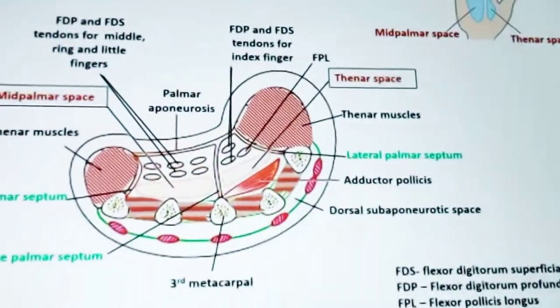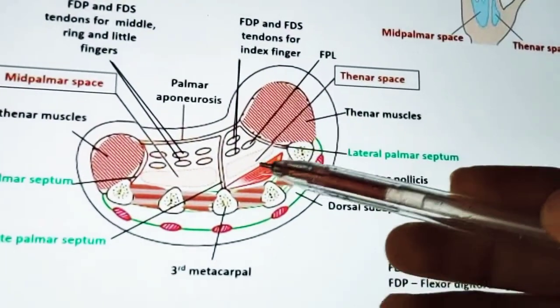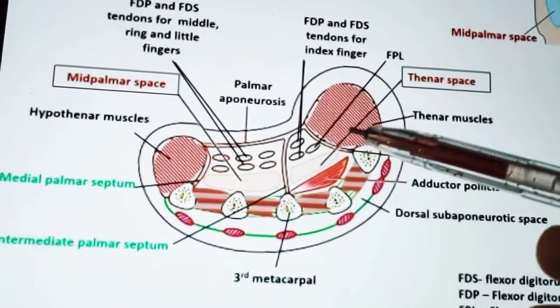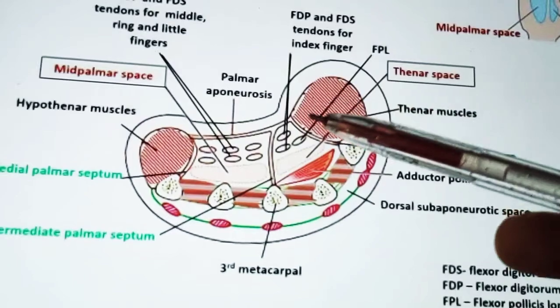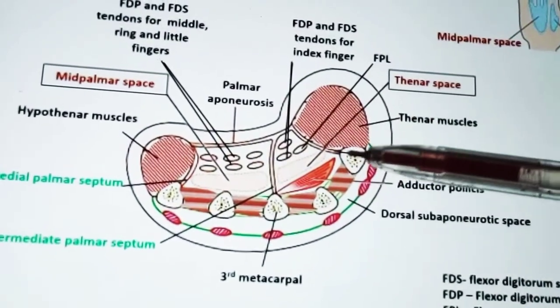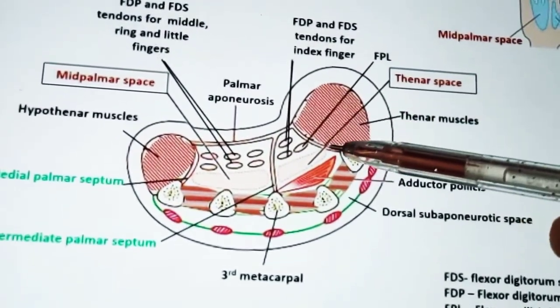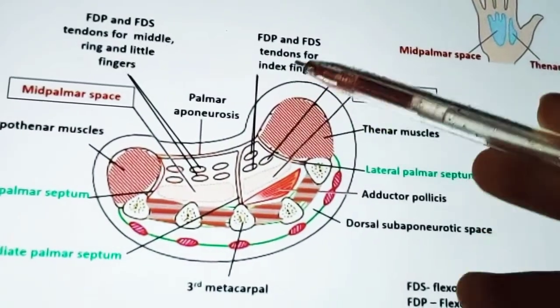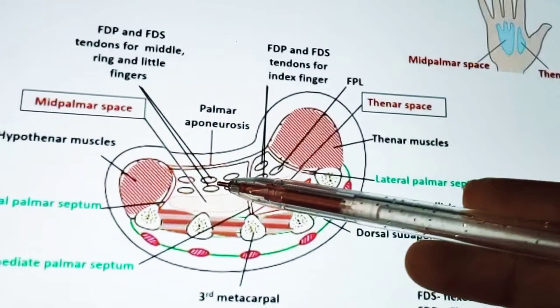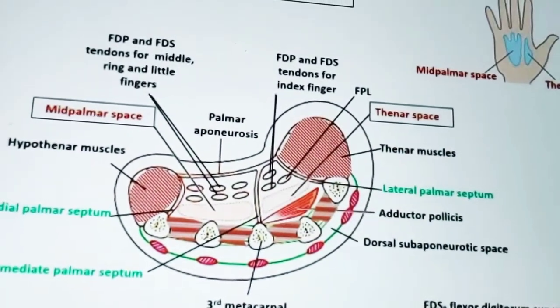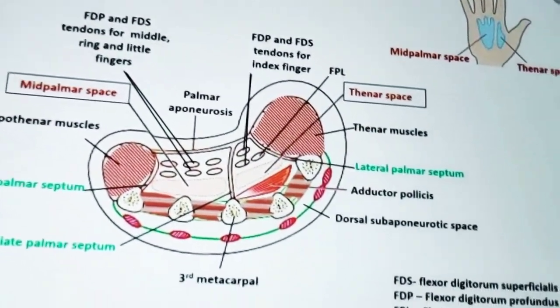So that is the extent of your thenar space. Proximally, of course, it communicates with the forearm space, and distally with the fascial sheath of the first lumbrical. So it communicates distally with the first lumbrical, whereas the mid palmar space communicates distally with the fascial sheaths of the third and fourth lumbricals, right?